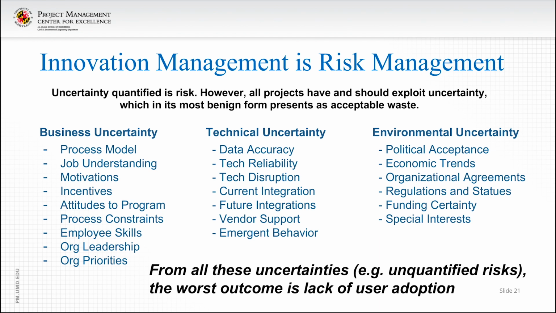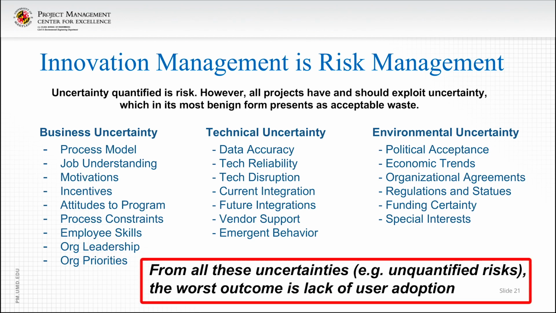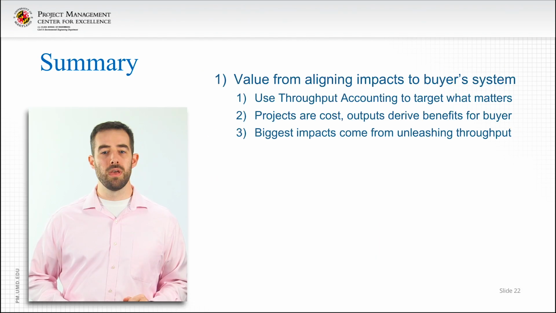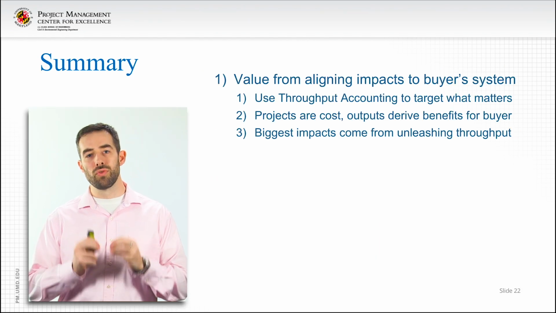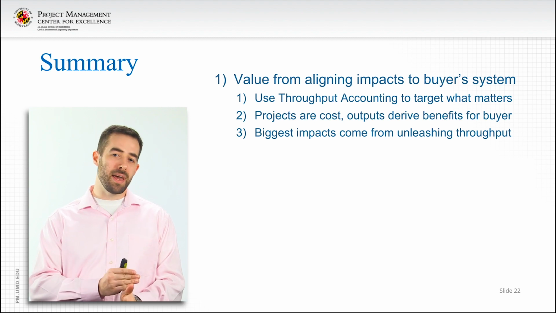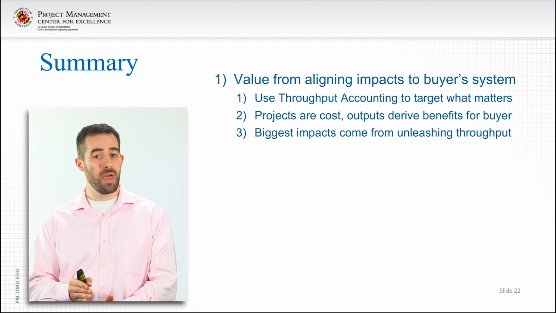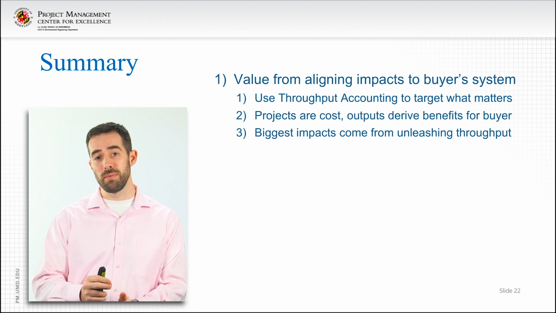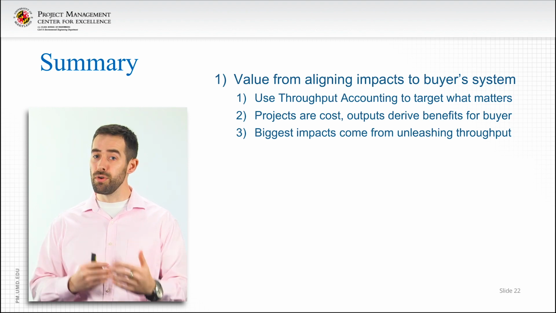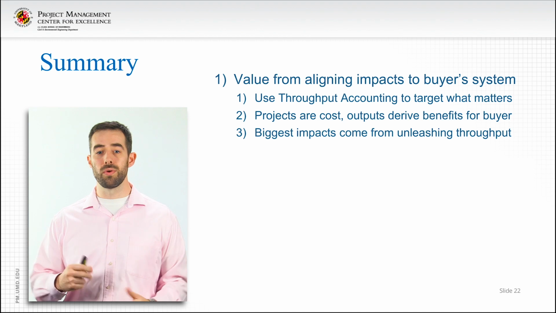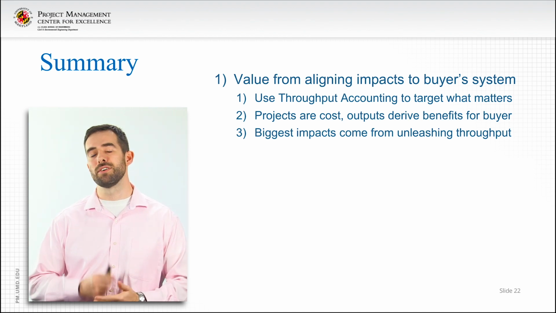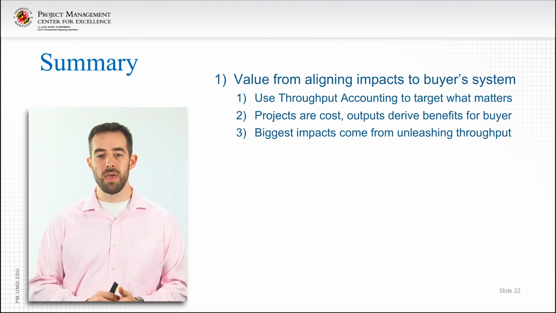But among all these uncertainties, the greatest risk to a project is that the user doesn't need and does not adopt your solution. That is always the greatest uncertainty which we must be constantly managing. So in summary, we need to derive value by aligning the impacts of our project to the buyer system. And we have to make sure that we're using a throughput accounting method to understand if we're actually improving the buyer system with greater revenues or with lower costs. The biggest impacts are always going to come from unleashing throughput.